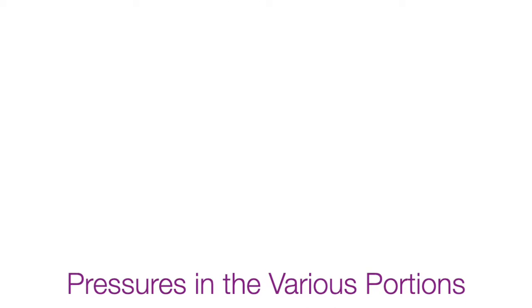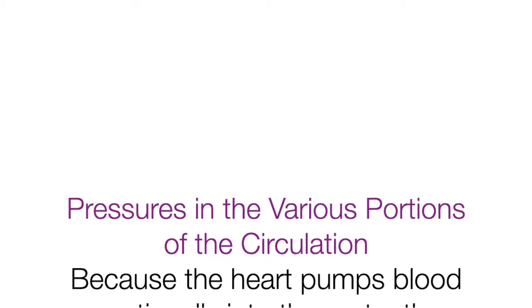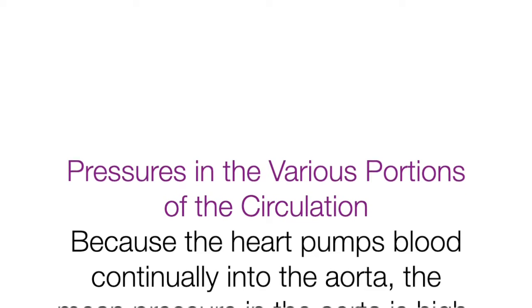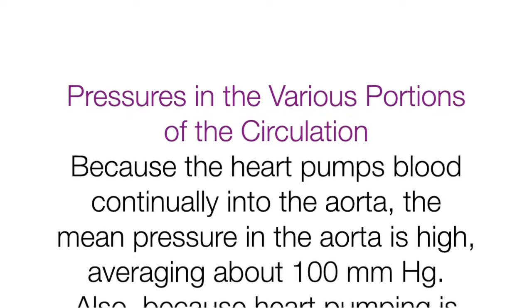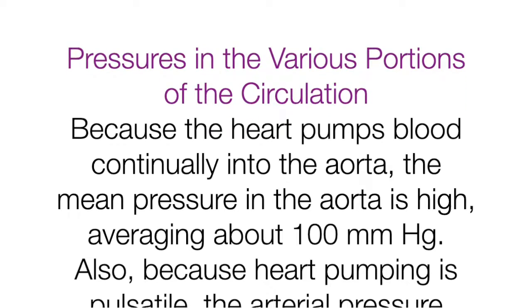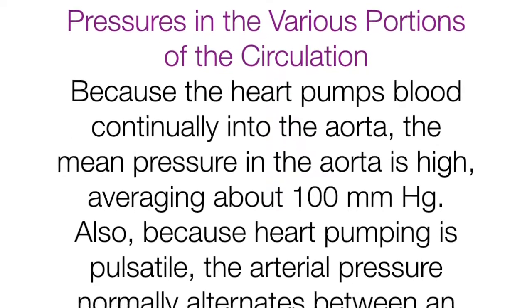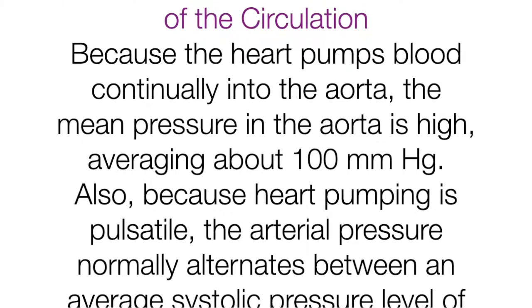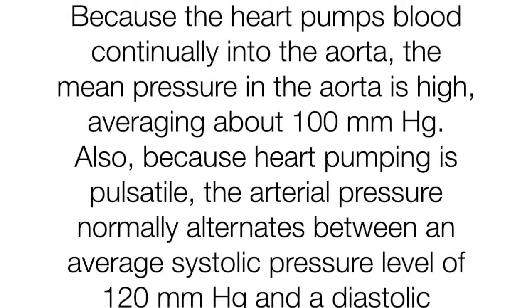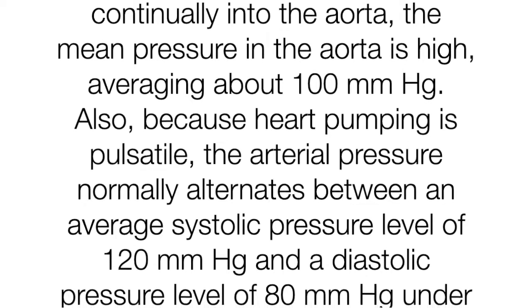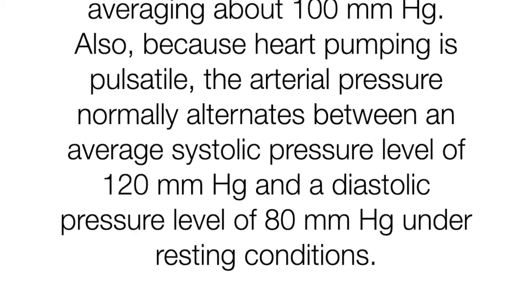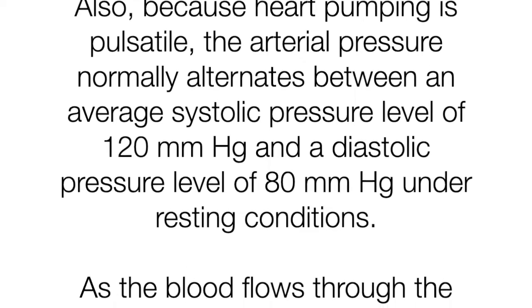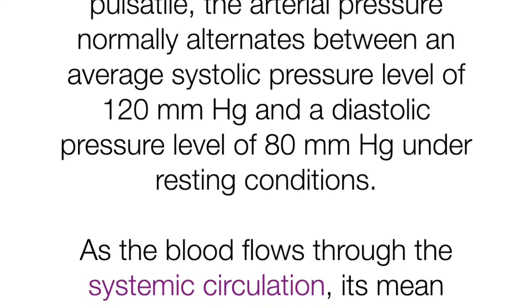Pressures in the various portions of the circulation. Because the heart pumps blood continually into the aorta, the mean pressure in the aorta is high, averaging about 100 millimeters of mercury. Also, because heart pumping is pulsatile, the arterial pressure normally alternates between an average systolic pressure level of 120 mm and a diastolic pressure level of 80 mm under resting conditions.